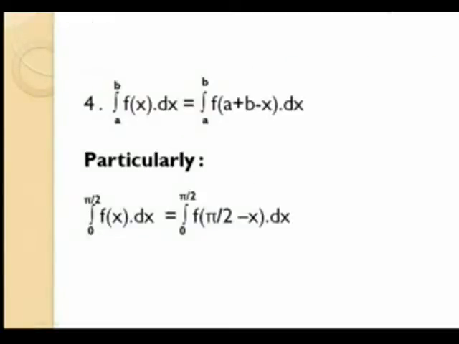Let's see a very important property, which is the fourth property, and it says that integral of f(x) dx from a to b is equal to integral of f(a plus b minus x) dx from a to b. Now particularly if we have a equal to 0 and b equal to pi by 2, then integral of f(x) dx from 0 to pi by 2 is equal to integral of f(pi by 2 minus x) dx from 0 to pi by 2.